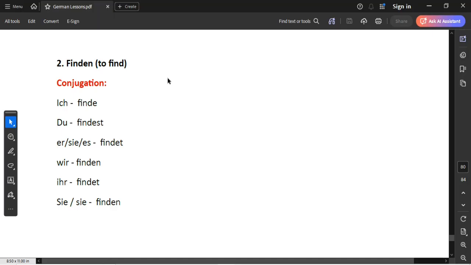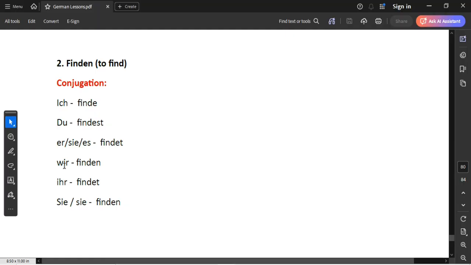Now, remember, arbeiten, the verb stem was ending with t. Now, I want us to go ahead and look at a verb whose stem ends with d, and we have finden, which means to find. When you conjugate this, ich is going to remain the same, and we have ich finde. Remember, du and er, sie, es, they are the ones which are changing. In du, we are going to add est. So du findest, er findet, then ihr findet.